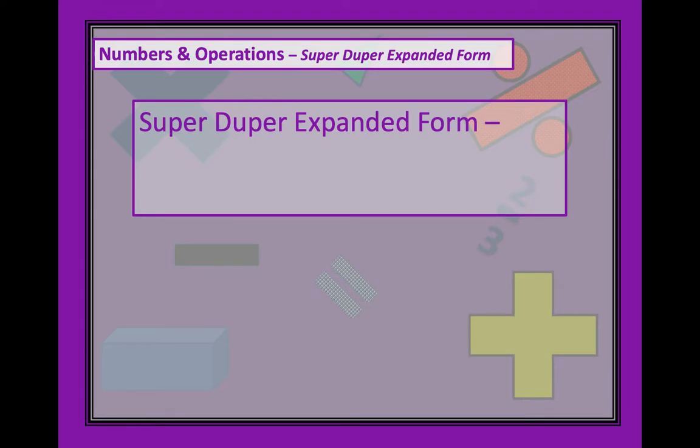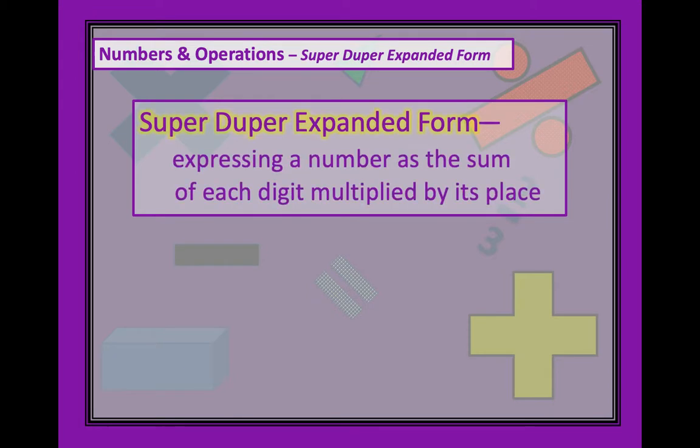So what's super duper expanded form? Well, if expanded form takes your number and stretches it apart by showing the value, super duper expanded form stretches your number apart even more and shows how you found the value of each of those digits. Super duper expanded form is expressing a number as the sum of each digit multiplied by the place that it's in. And it's actually a lot easier than it sounds.